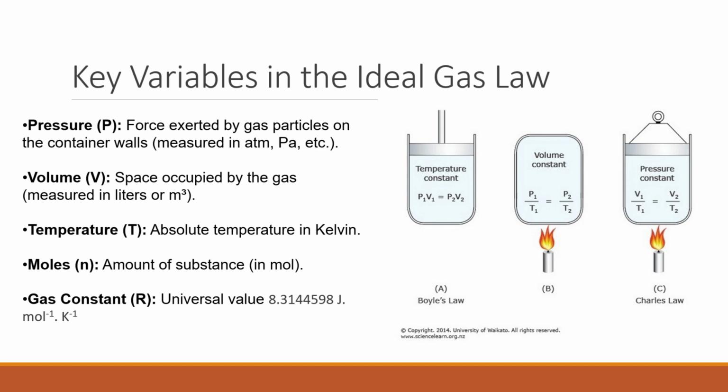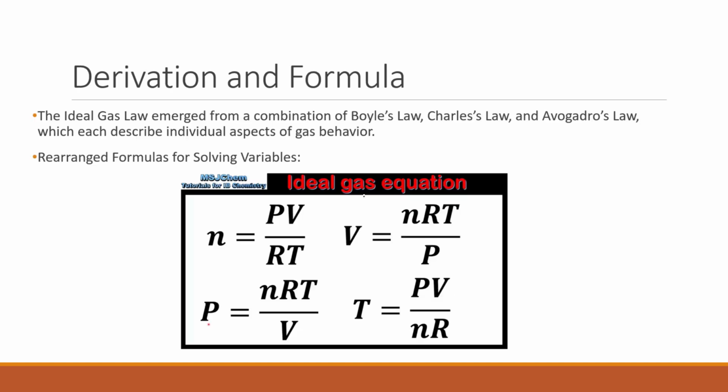Next is the gas constant, or R. R is the constant that links the other variables. The value of R depends on the units used for pressure, volume, and temperature. For instance, when working with atmospheres, liters, moles, and Kelvin, R equals 0.0821 liter-atmospheres per mole per Kelvin. Now that we know what each variable means, let's understand how they interact with each other in the next slide.